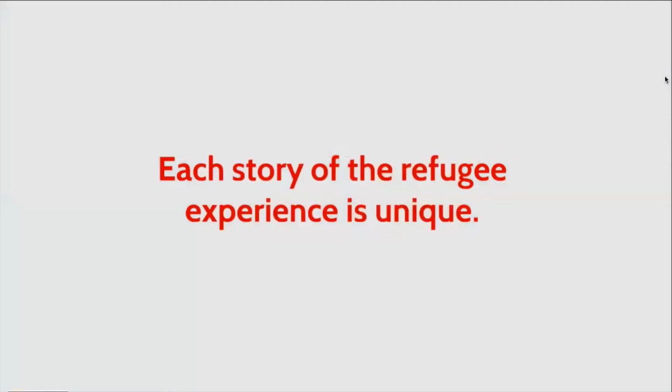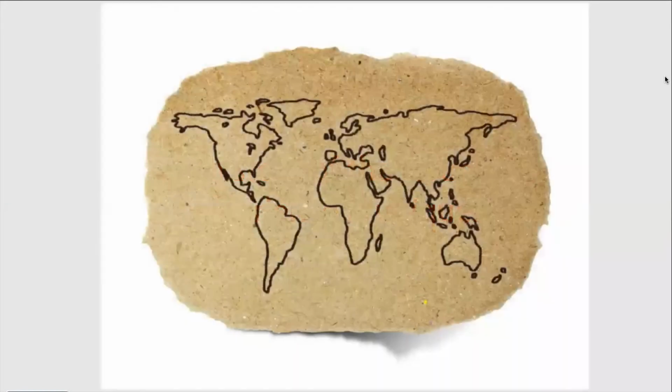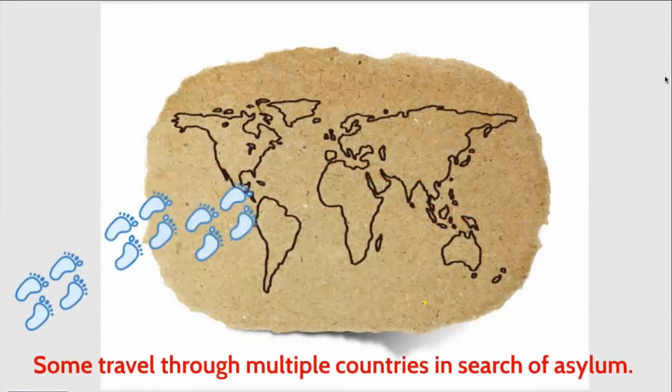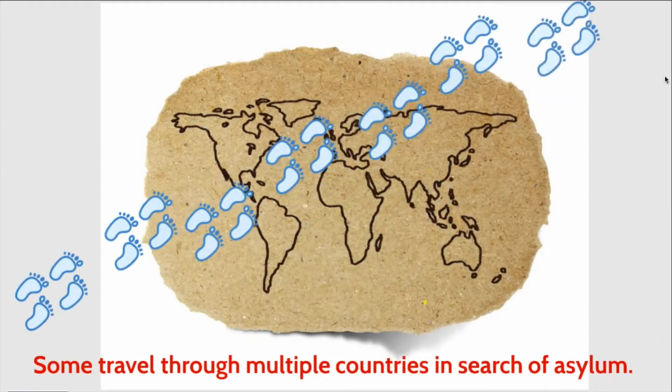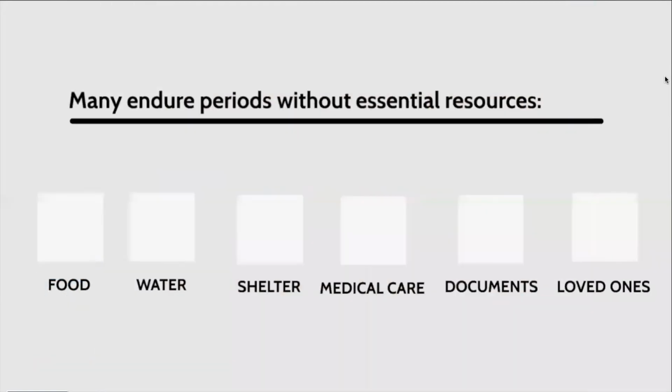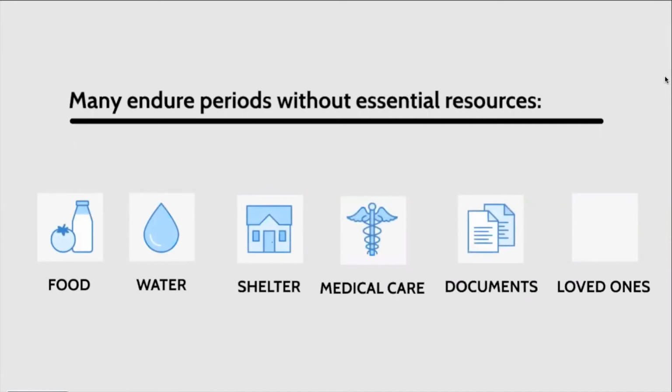Refugees' journeys vary tremendously. Some travel through multiple countries in search of safety. In the process of escape, many must place themselves in uncertain circumstances or entrust their lives to smugglers. Some endure periods without basic necessities like food, water, shelter, or medical care. Many flee without important documentation. Some are forced to leave family members behind.